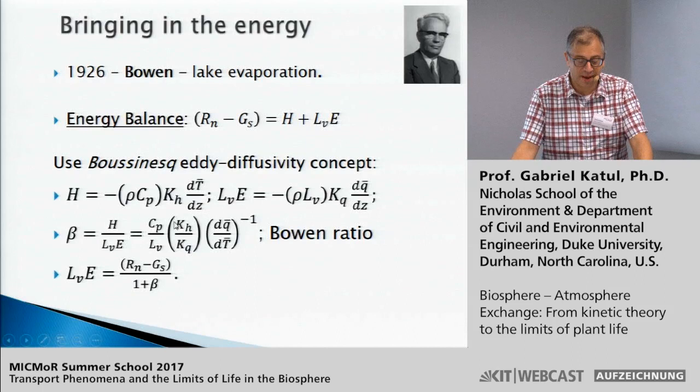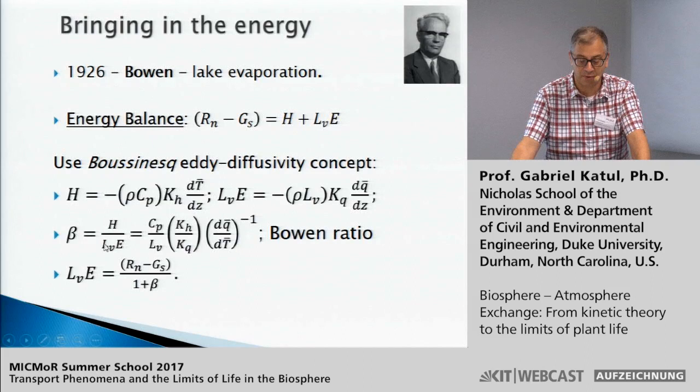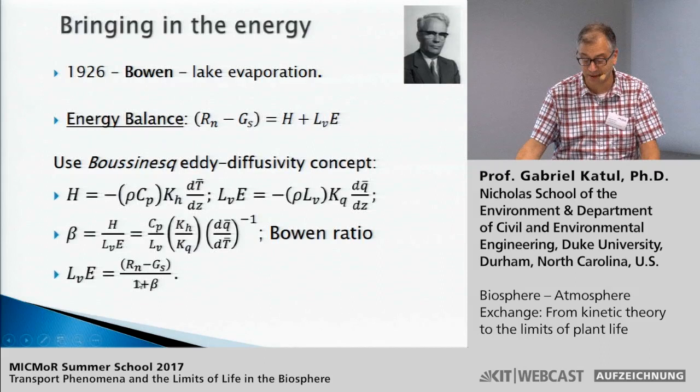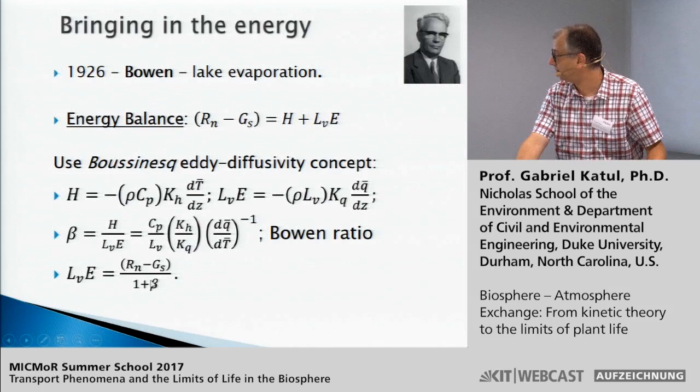So he made this analogy, canceled the ratio of the eddy diffusivities, and ended up with what we now call the Bowen ratio. And that allowed the estimation of the latent heat flux to be dependent on the measured available energy and the Bowen ratio that now can be inferred from atmospheric measurements.